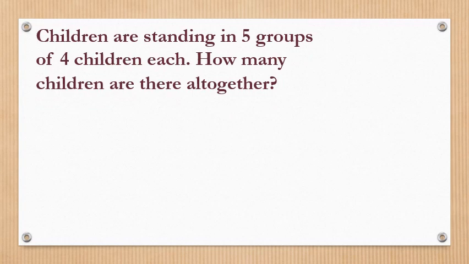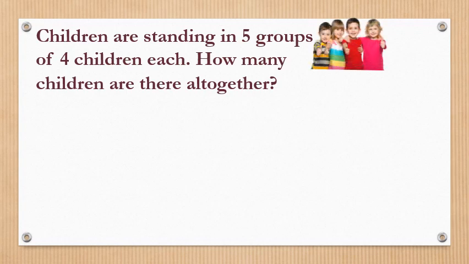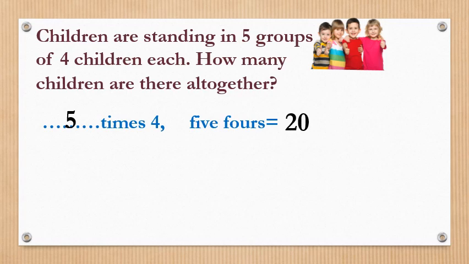Now here, children are standing in 5 groups of 4 children each. Means groups are there of children, and in each group 4 children are standing together. How many groups are there? 5 groups are there. Okay, then how will you calculate? 4 times, means here how many groups are there? 5. So 5 times 4, isn't it? 5 fours are how much? 20. Is it right? 20, correct?